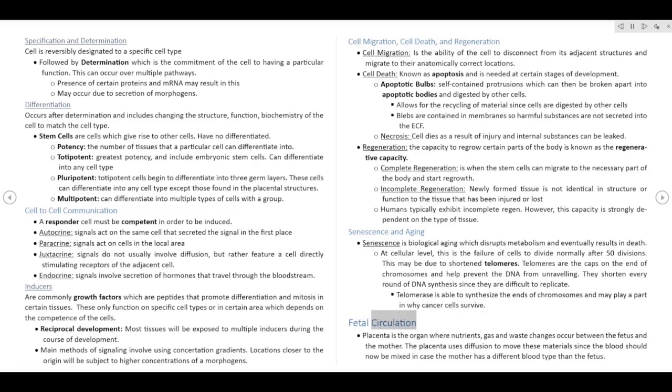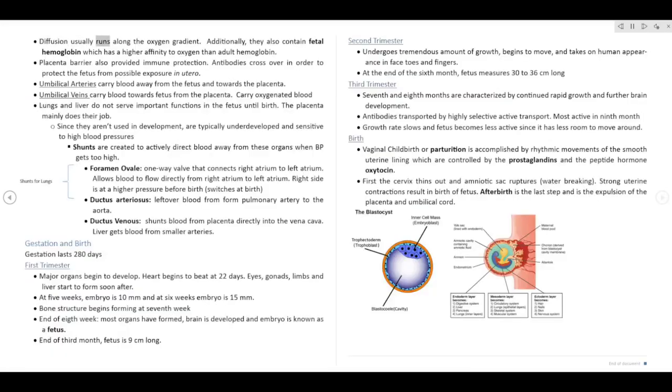Fetal circulation. The placenta is the organ where nutrient, gas, and waste exchanges occur between the fetus and the mother. The placenta uses diffusion to move these materials since the blood should not be mixed, in case the mother has a different blood type than the fetus. Diffusion usually runs along the oxygen gradient. Additionally, fetal blood contains fetal hemoglobin, which has a higher affinity for oxygen than adult hemoglobin. The placental barrier also provides immune protection. Antibodies cross over in order to protect the fetus from possible exposure in utero.